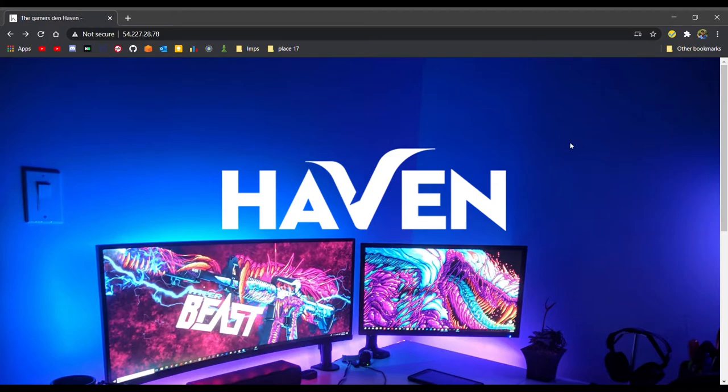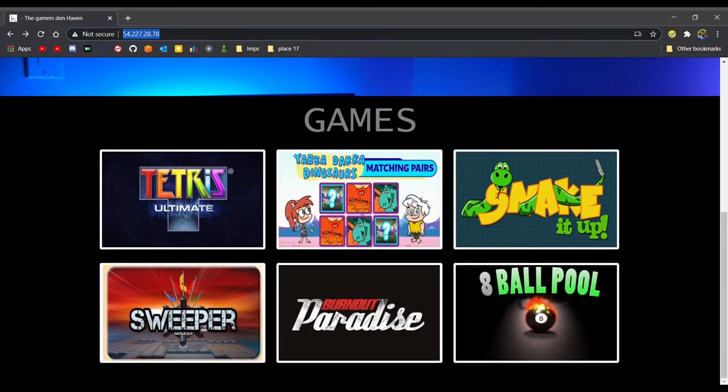Coming to the demo, this is the landing page for the website, and the website can be accessed at this address. The 6 games are listed here, which include Tetris, matching Dino Pairs, Snake, Minesweeper, Burnout Paradise, and 8-Ball Pool. Let's go into each one of them.